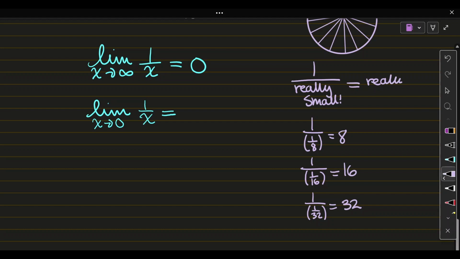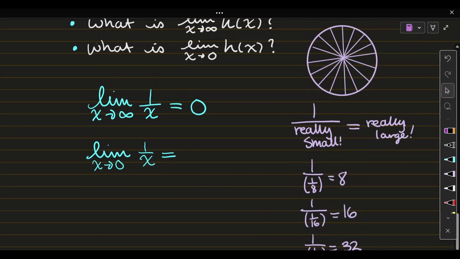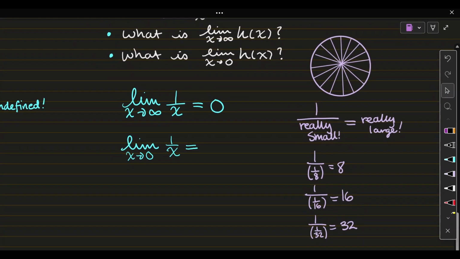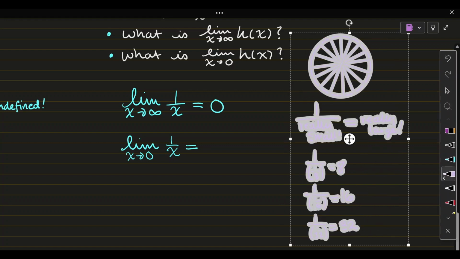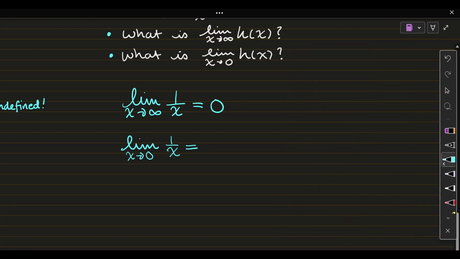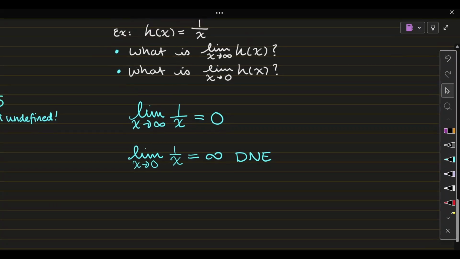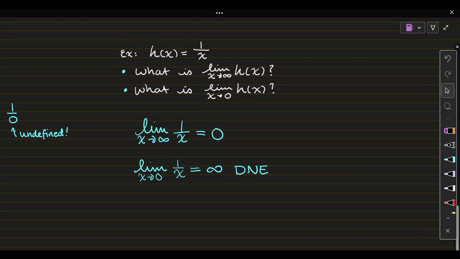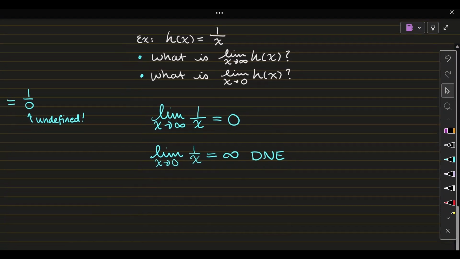So this gives me something really large, and it will grow without end. The closer I get to 0, the smaller the fraction in the denominator, the larger my actual answer gets. So I end up with something that grows without bound. We would say that this limit is infinity, or it does not exist. There's no finite value that this limit is equal to. So there's a little bit of intuition about the limit as x goes to infinity and x goes to 0 of 1 over x.